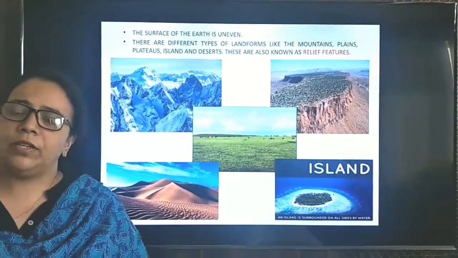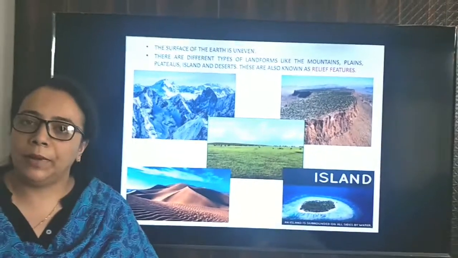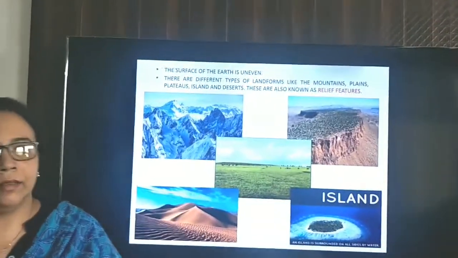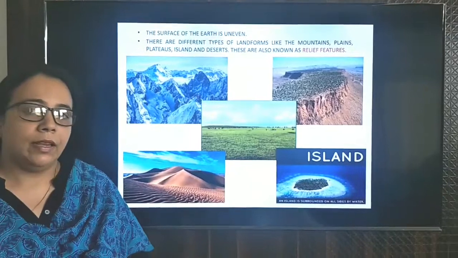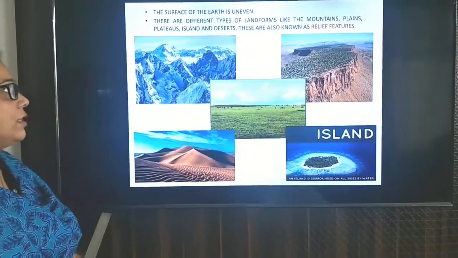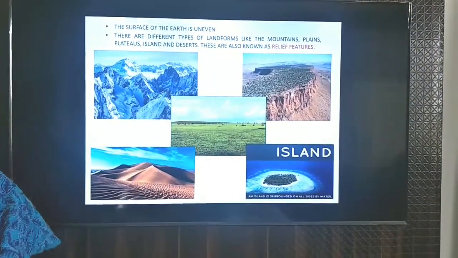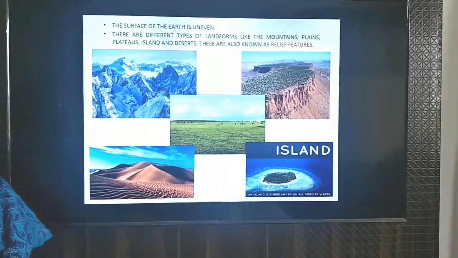We stay in Uttar Pradesh, and can you see any mountains over here? No, we are in plains. And Rajasthan, desert area. Lakshadweep, it's an island. So the surface of the Earth is uneven. It is not equal everywhere.